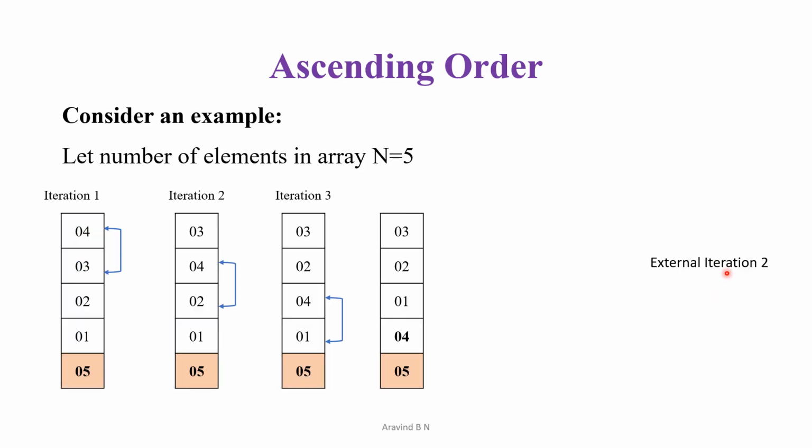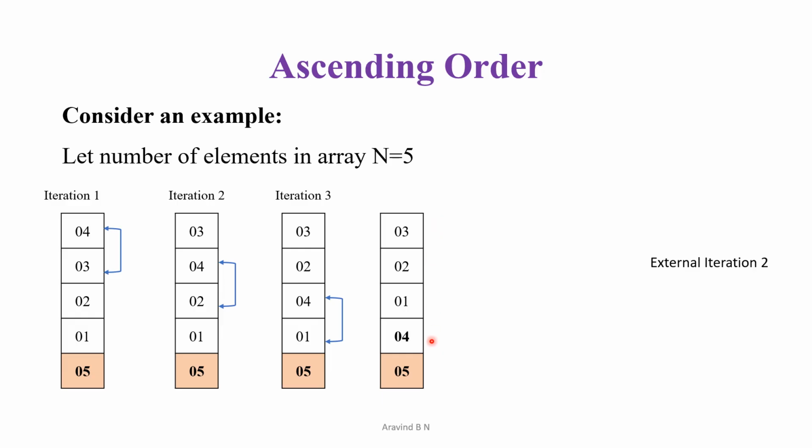Now this is external iteration 2. Within that, these are the internal iterations. As we can observe, the same procedure is repeated here. 4 and 3 are compared, 4 is higher, so make an exchange. This will be the second internal iteration. 4 and 2 are compared. 4 is higher, again make an exchange. This is what we are going to get. Then again 4 and 1 are compared. 4 is higher, again make an exchange between these two, and this is what we are going to get.